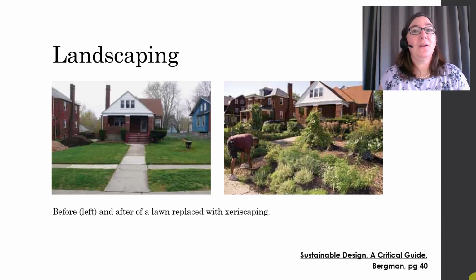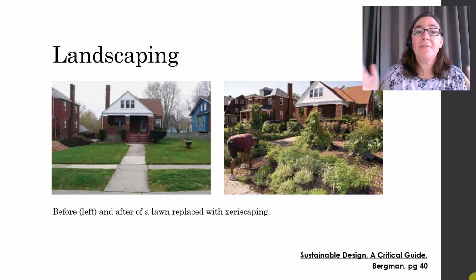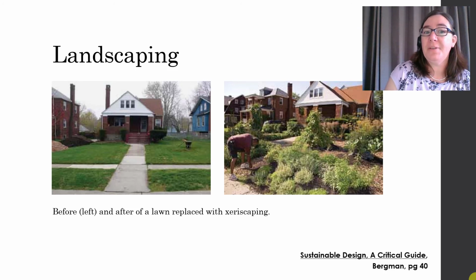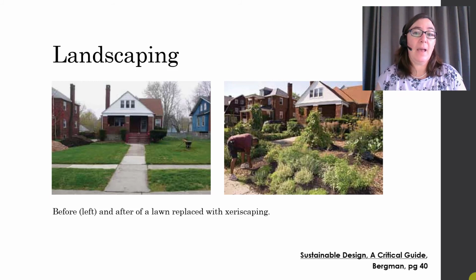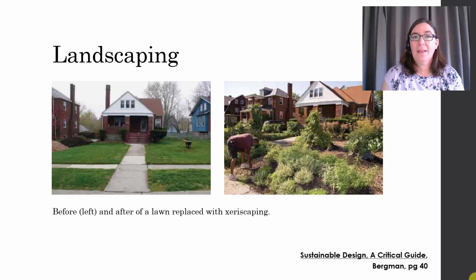And let's end here with an example from your textbook. We have a lawn on the left in the before picture, and on the right, that lawn's been replaced by xeriscaping. So they've got some drought-tolerant gardening going on, and you can see that this is still an attractive landscaping method.